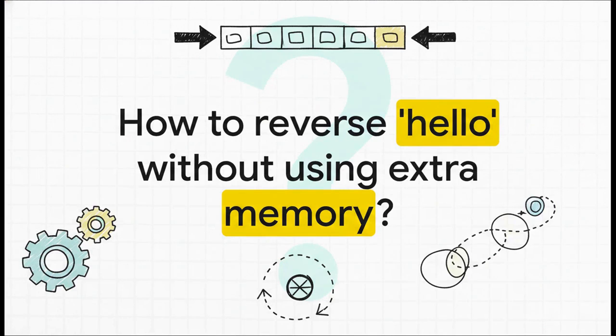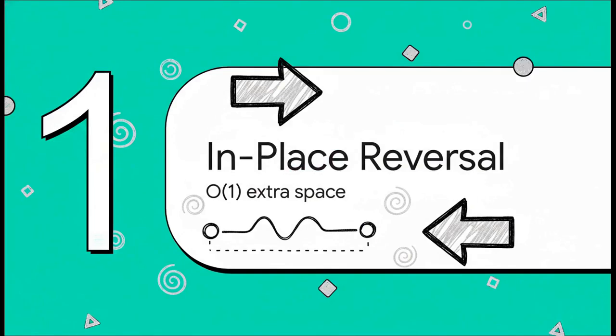So just imagine this for a second. You're handed the word hello as an array of characters. Your job? Reverse it. Sounds pretty simple, doesn't it? Well, here's the kicker. You have to do it in place. That means you can't just create a shiny new array and build the reverse string. Nope, you've got to work with what you're given. And that constraint, my friends, is what separates a pretty good solution from a truly great one.